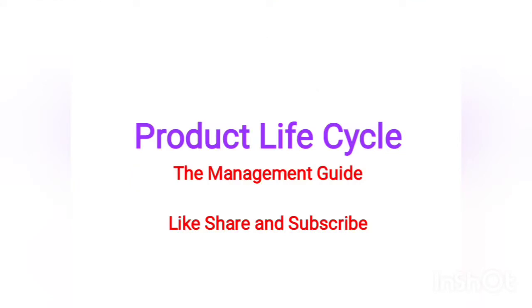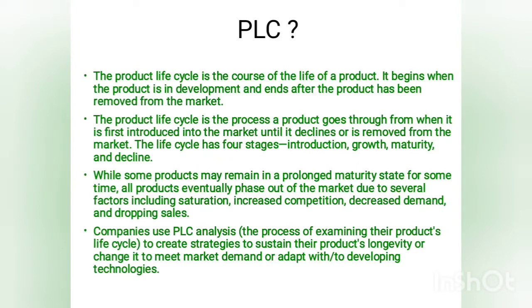So in this video we will be discussing what is product life cycle. The product life cycle is the course of the life of a product. It begins when the product is in its development and ends after the product has been removed from the market. The product life cycle is the process a product goes through from when it is first introduced into the market until it declines or is removed from the market. The life cycle has typically 4 stages, which are introduction, growth, maturity and decline.